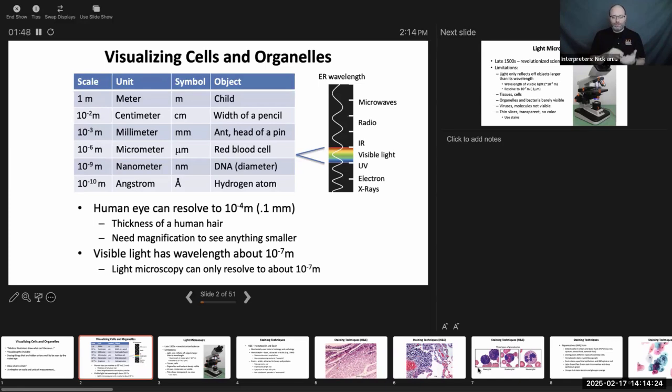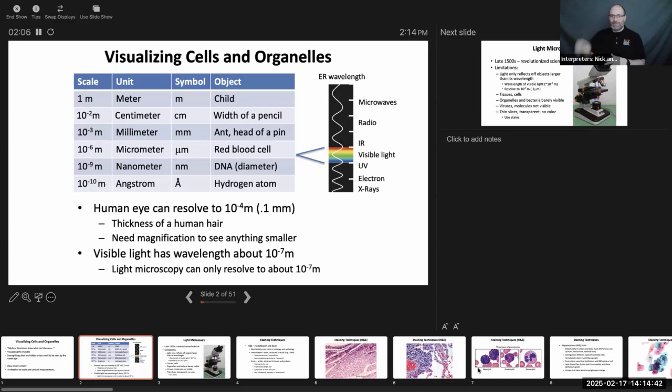In the world of science, the metric system is king. So even though, as Americans, we're used to using the old British imperial system of inches and feet and miles and pounds and things like that, in the sciences, everybody uses the metric system.